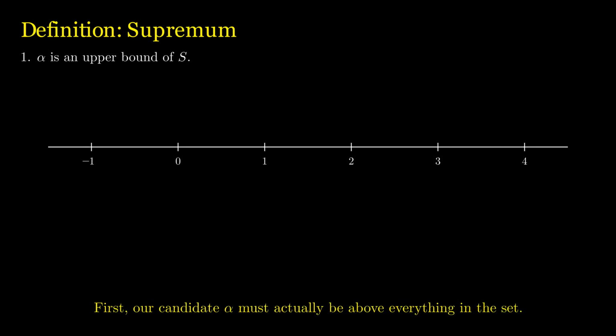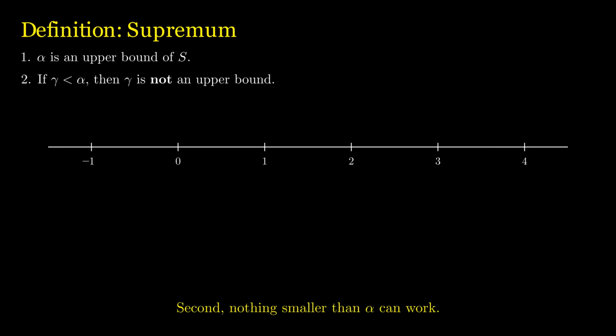We say alpha is the supremum if 2 specific conditions are met. First, alpha must actually be an upper bound. It has to be to the right of the set. And second, nothing smaller than alpha can do the job. Let's prove this second condition visually.